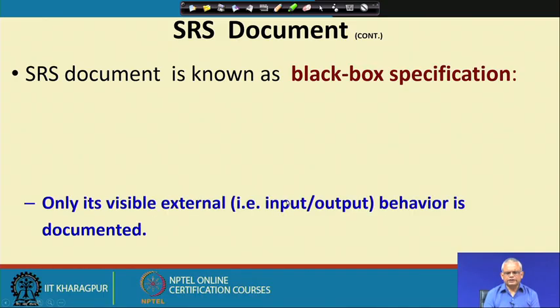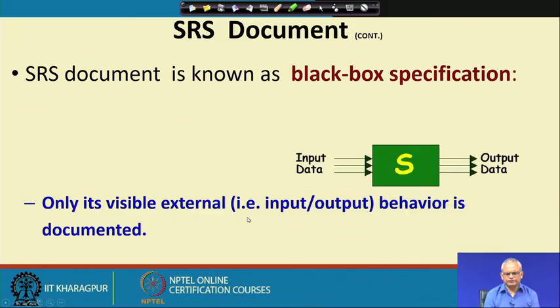The SRS document should be written in the form of a black box specification. What do we mean by a black box specification of the problem? The black box specification is actually the functionality as can be observed externally, that is what is input to the system and what gets output by the system. The system appears as a black box.